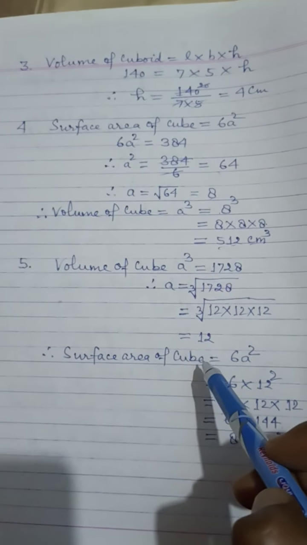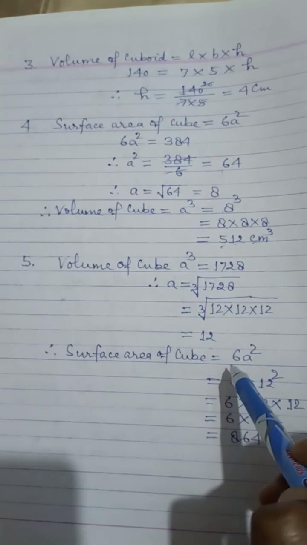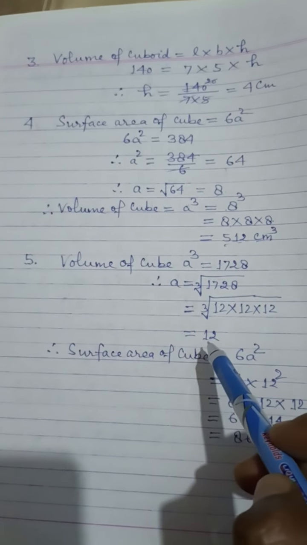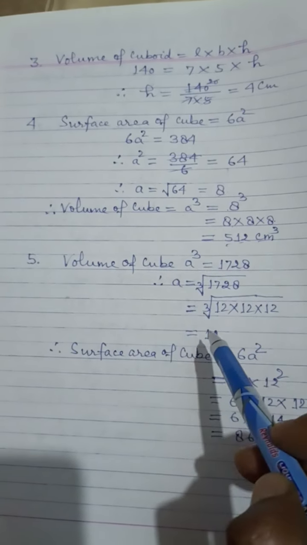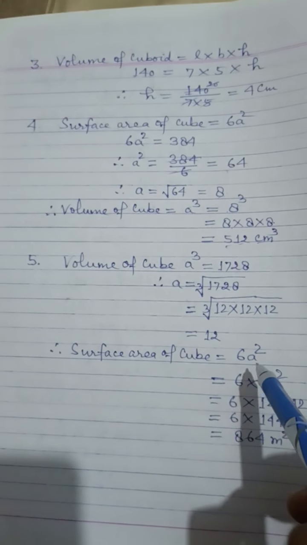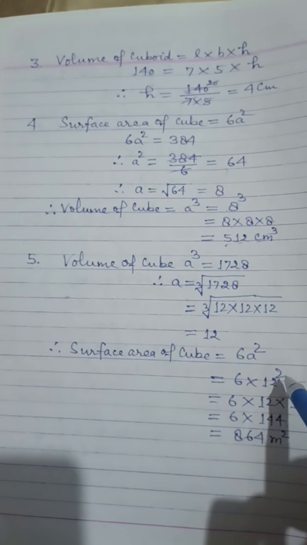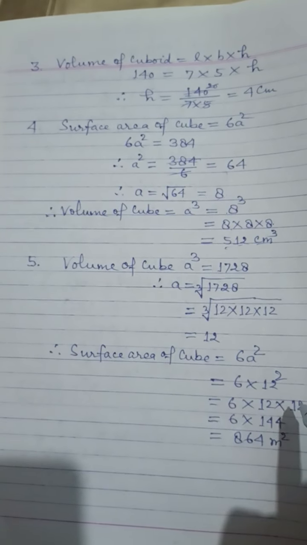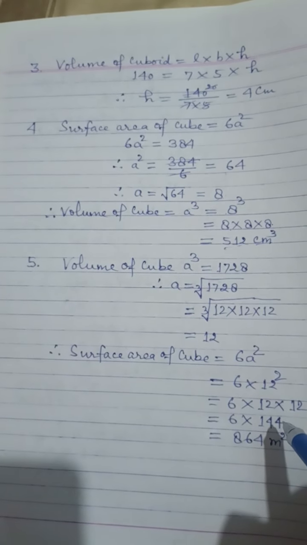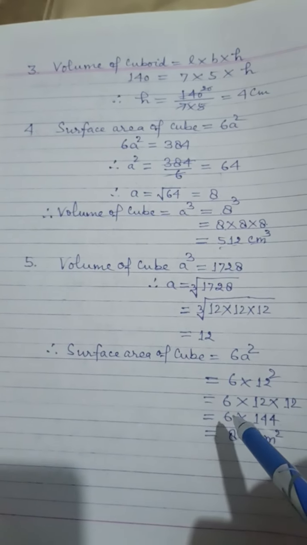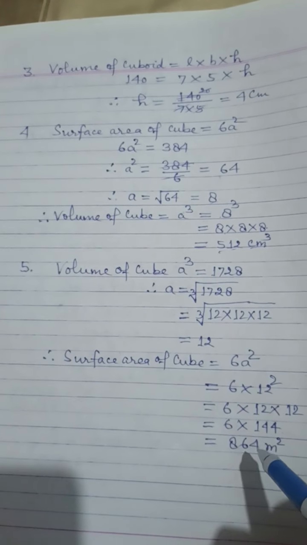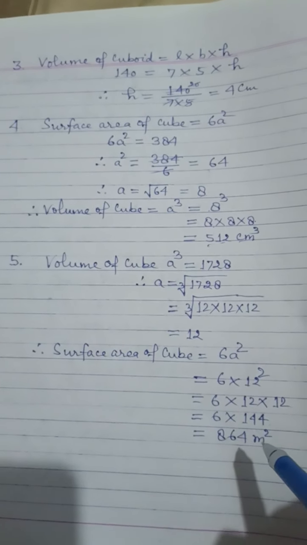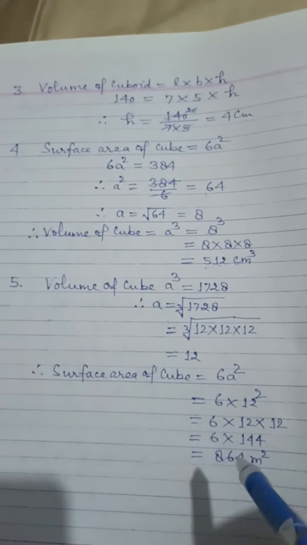And what you have to find? Surface area. So surface area of cube, you know the formula 6a square. Where a is how much? 12. You got a is equal to 12. So 6 into a square means 12 square. 12 square means 12 into 12. So 12 12s are 144. So 144 into 6, that is 864 square meters. So this is the surface area of that cube.